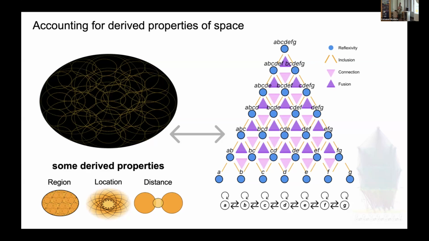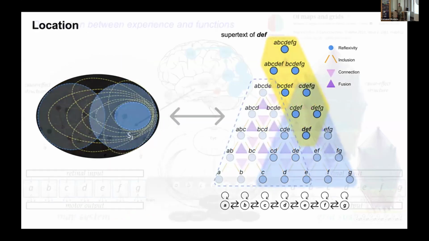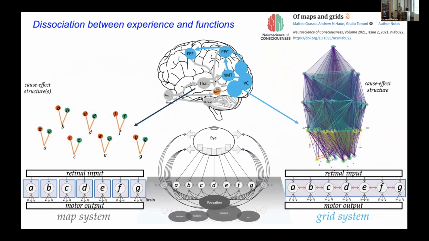So we can then define what it feels like for a spot to be located somewhere, or to be included in another region, or to be at a distance from some other spot. And again, in the paper, these are derived properties that can be defined rigorously in terms of cause-effect power based on these fundamental properties. Let's skip this.